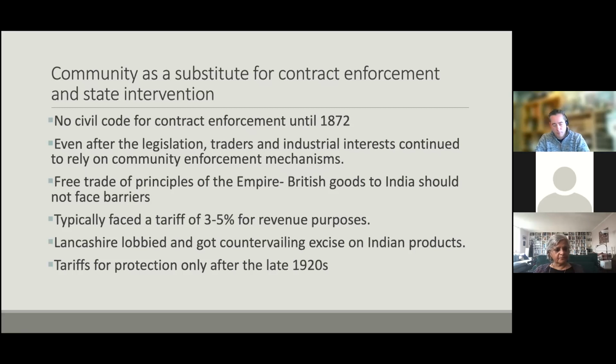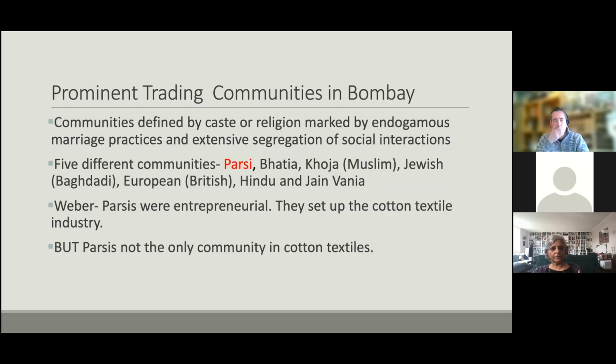The free trade principles of the British Empire affected the development of the cotton textile industry. As I've mentioned, there was a tariff, but there was a countervailing excise on Indian products. So who were the prominent trading communities? These were communities defined by caste and religion, and I think of them as very close-knit but inward-looking communities. They married within the community. They rarely had social interactions with other communities.